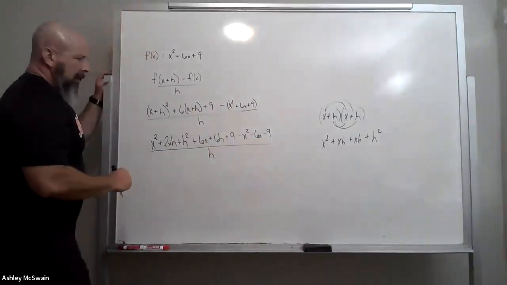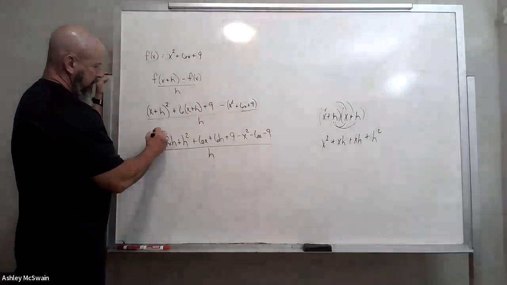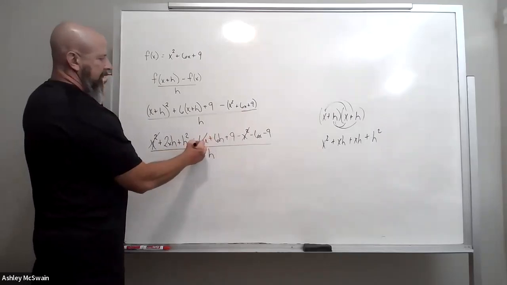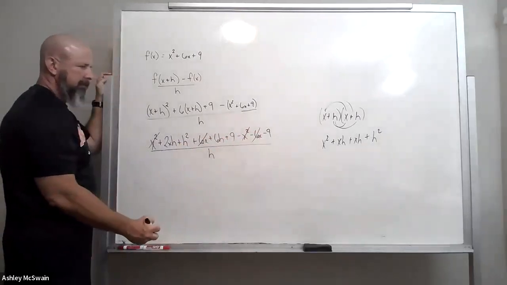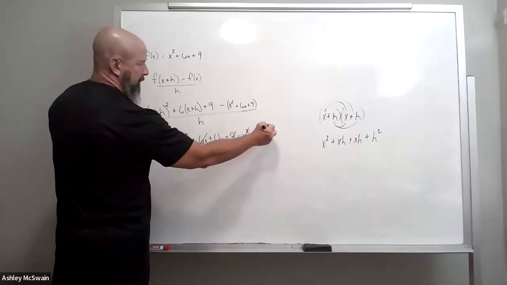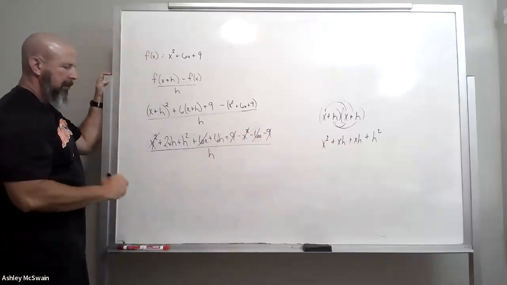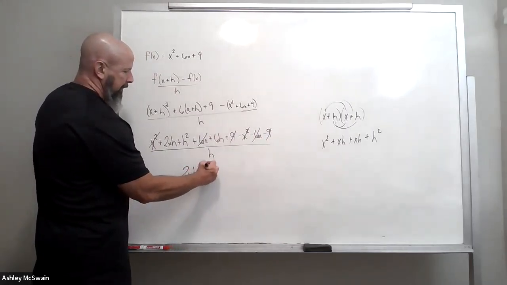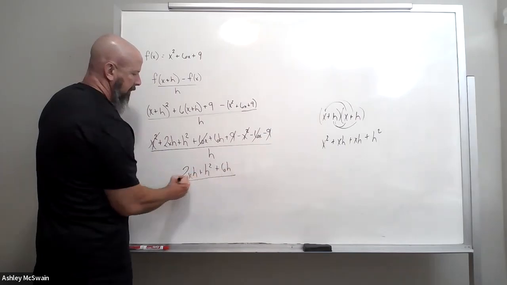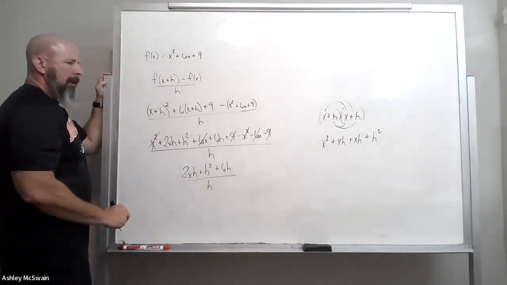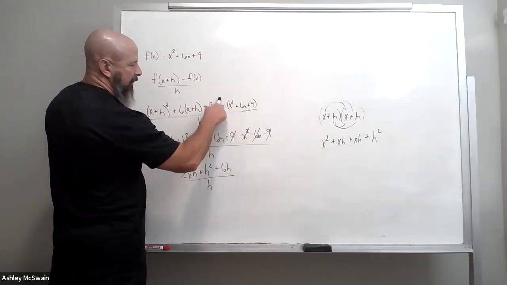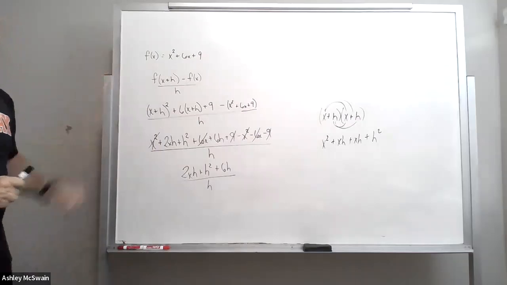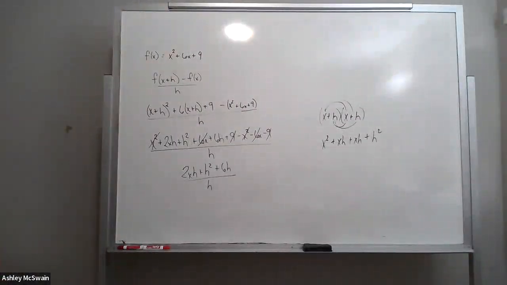Let's see, x squares cancel. 6x's cancel. 9's cancel. And that leaves me 2xh plus h squared plus 6h, all over h. One checkpoint right here is that all of these that were from the original f of x should cancel with some earlier term.